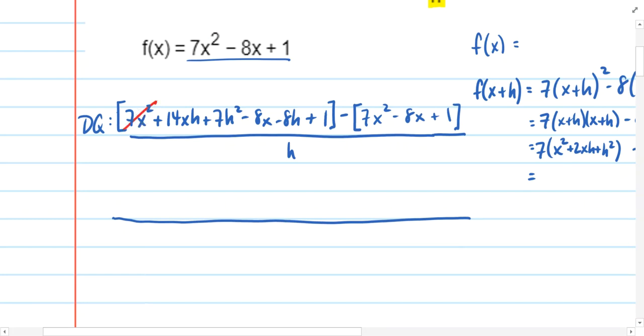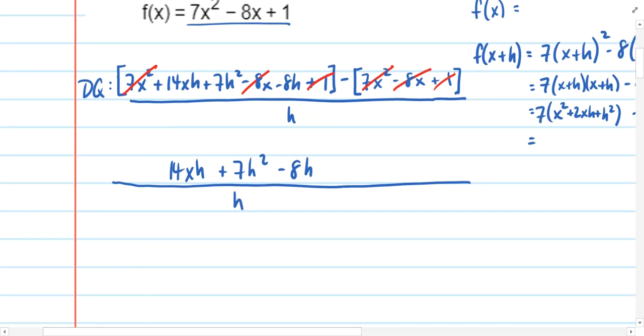This 7x squared will subtract this 7x squared and cancel. This negative 8x will subtract another negative 8x, because when you subtract a negative, that's like addition, and those will cancel. And we have now 1 minus 1, which, of course, will cancel. We're left with 14xh plus 7h squared minus 8h all over h.